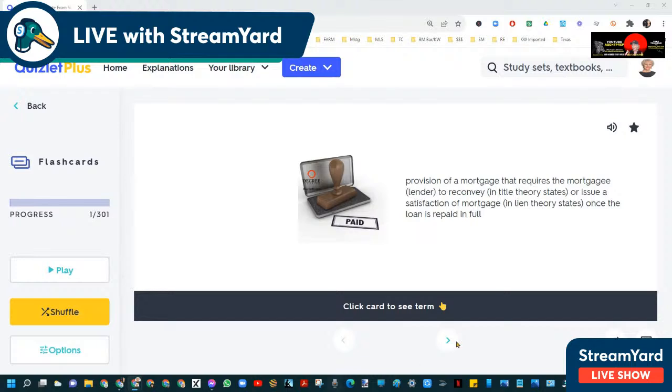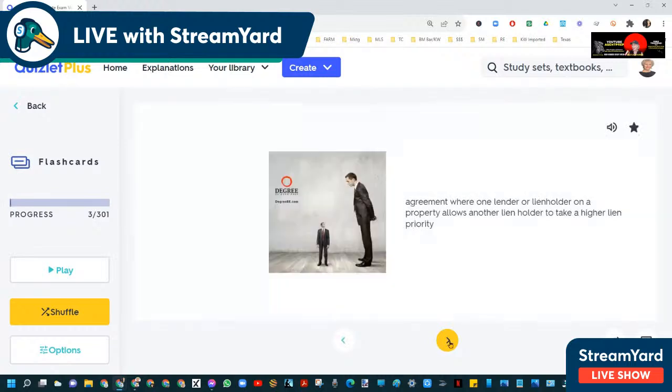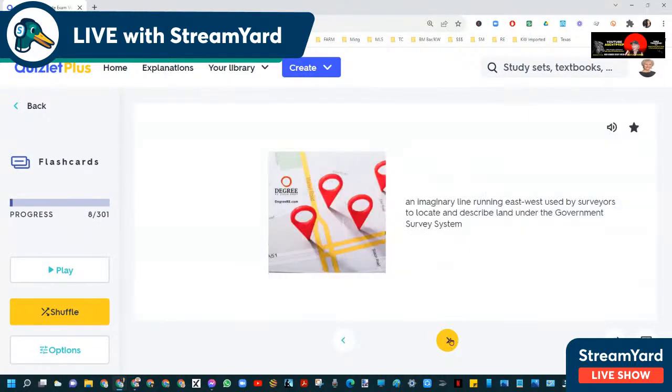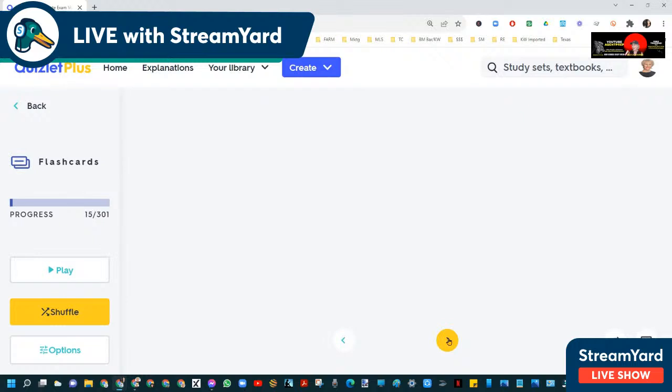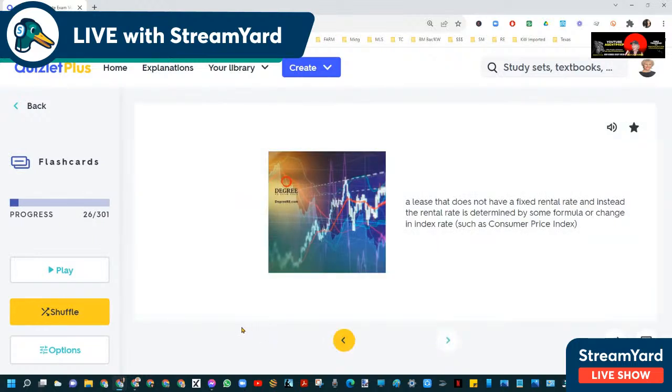All right, so we're continuing with our vocabulary, starting out with the definition and then the term. Okay, so we're starting with number 26. I have several sessions that I'm doing until we cover 301 vocabulary terms. Okay, so let's get going.